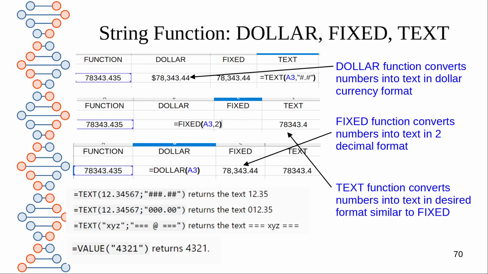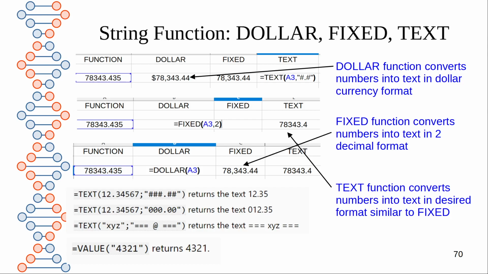Okay, so then the dollar function comes in when something is in number format and you want to convert it into text, but when it is converted into text you want to add some currency value. For example, there is a number over here, 78343.435. Now you want to create a text out of this but give a currency, so you can put a function something like equal to dollar of A3.